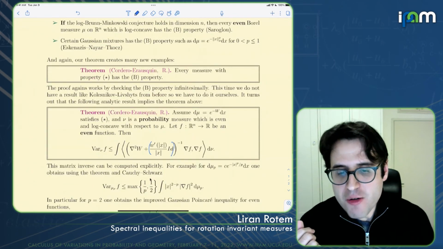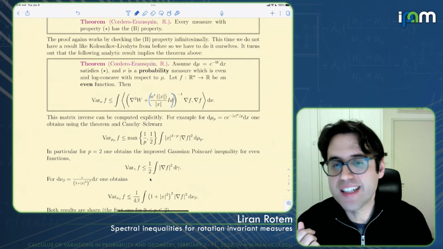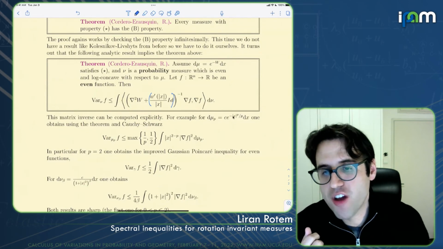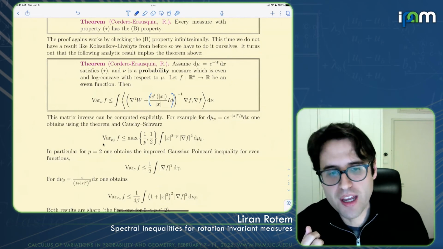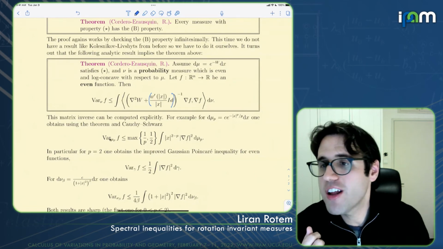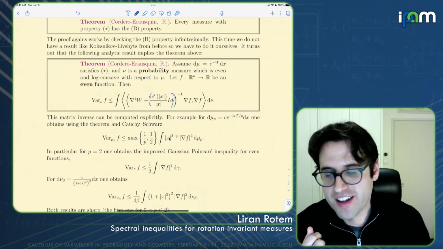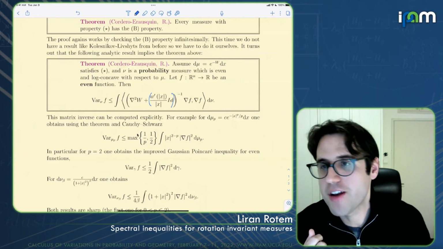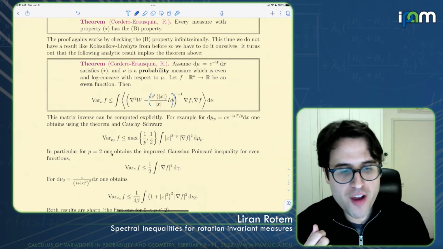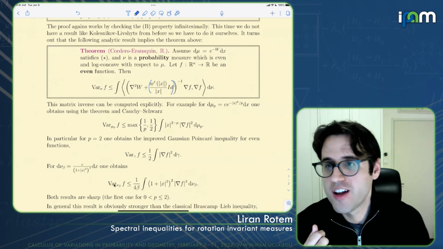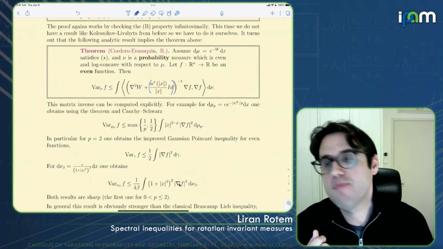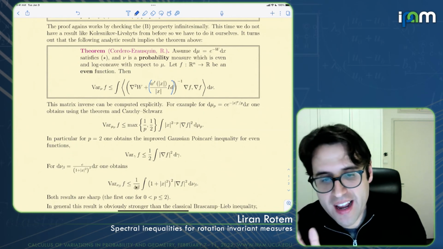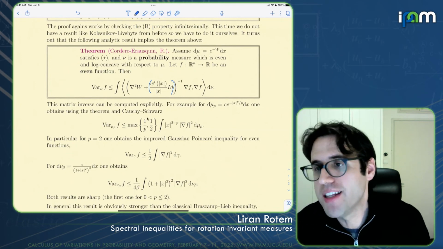So again, you can write down some nice examples, right? Those are the two examples from before. For this measure, e to the minus x to the p over p, you can get such an inequality that bounds the variance by this weighted gradient with this constant, one. And for the Cauchy measure, for this measure, you again get a very nice Poincaré inequality. And both of them are sharp, at least in the sense that this constant is optimal. There are equality cases.